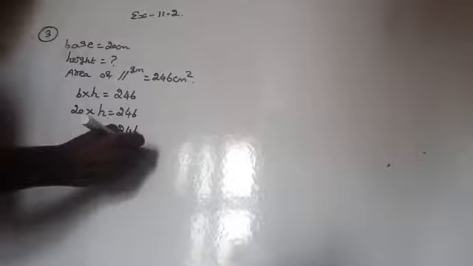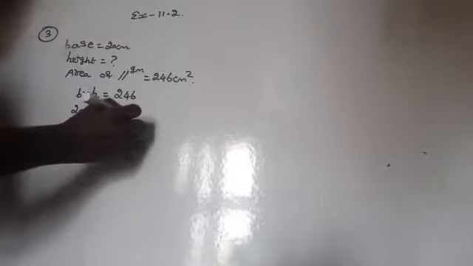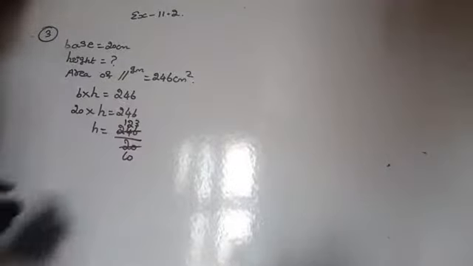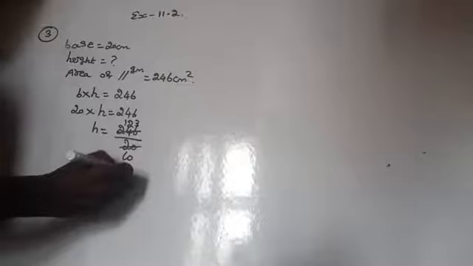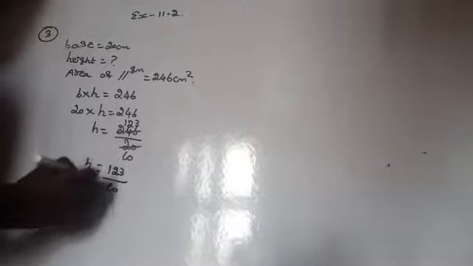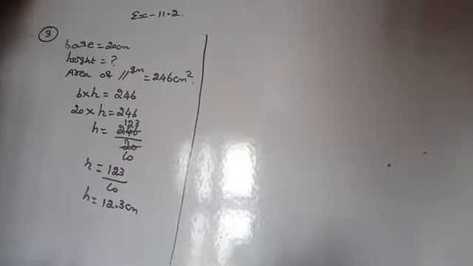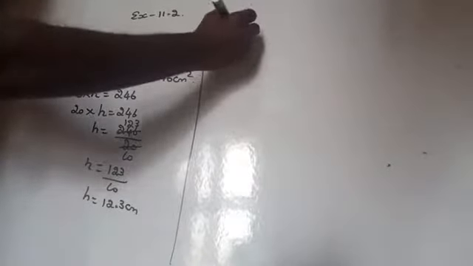So 20 into h equal to 246. H equal to 246 by 20. Then 10 2s are 20, 2 2s are 24, 3 2s are 6, which is equal to 123 by 10, which is equal to 12.3 centimeter. How much, dear? 12.3 centimeter. Am I right? Yes. Shall we move to the next part?